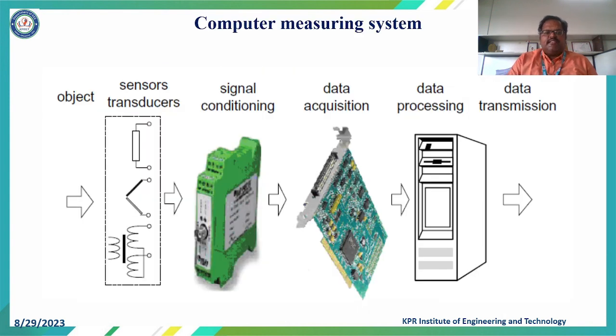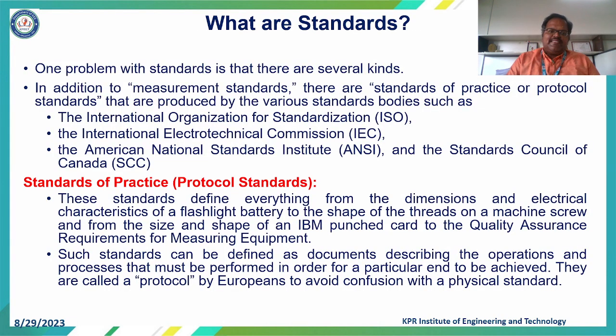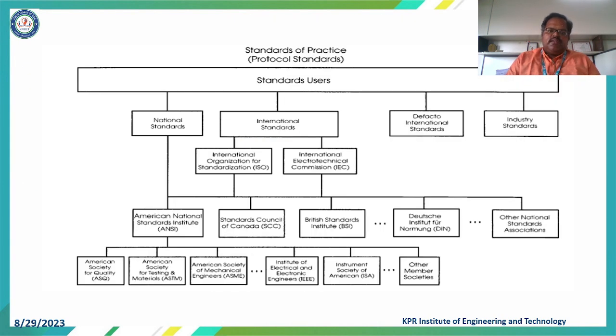Some of the elements of a measuring system in computer systems are the sensor, signal transfer and conditioning, data acquisition, data processing, and data transmission. And there are some standards. Standards are classified as national standards, international standards, and de facto and industry standards. These are the types of classification of the standards.